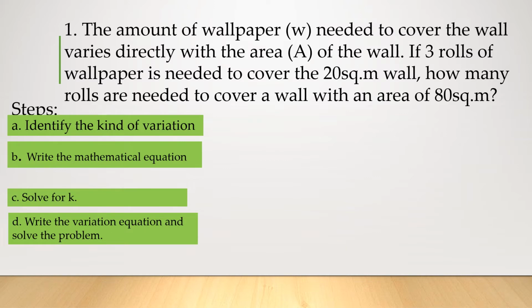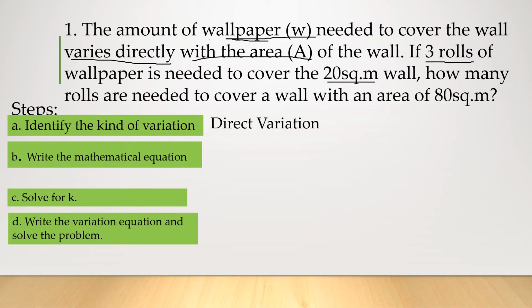Now, what are the two quantities here? Here, the amount of wallpaper. So that is W here. And then we have the area. Okay? Now, it means that 3 rolls to cover the 20 square meters. And it says here, varies directly, which means the kind of variation that we are going to use here is direct variation.